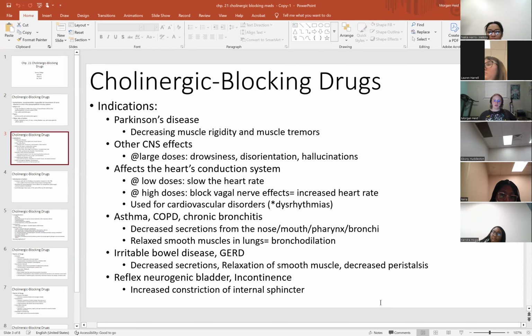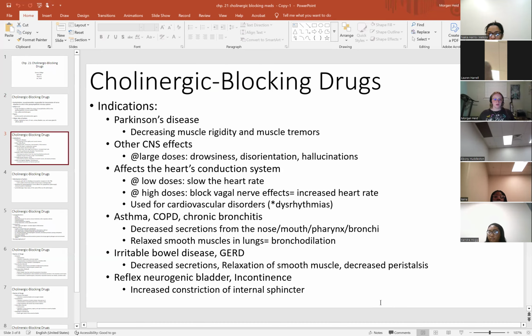So we're going to go through these. I have these written a little bit differently. But basically, the first thing that we can use to treat this is going to be Parkinson's disease. Blocking the parasympathetic nervous system, or basically decreasing my acetylcholine, is going to help with the symptoms of Parkinson's, reducing muscle rigidity and muscle tremors.